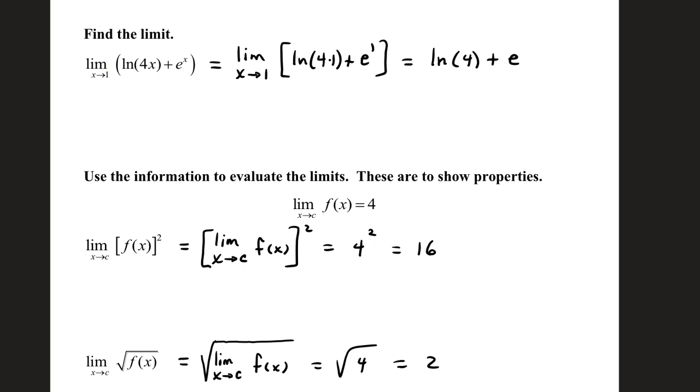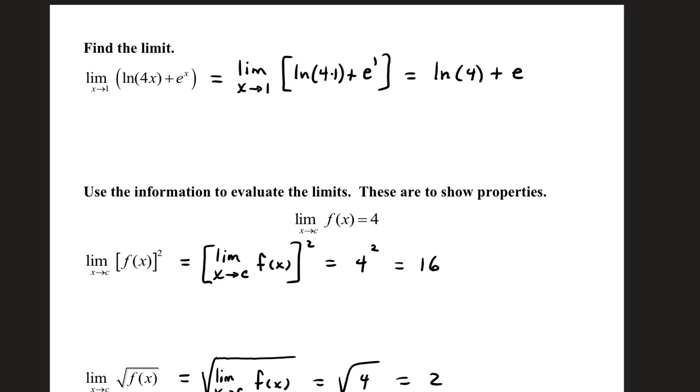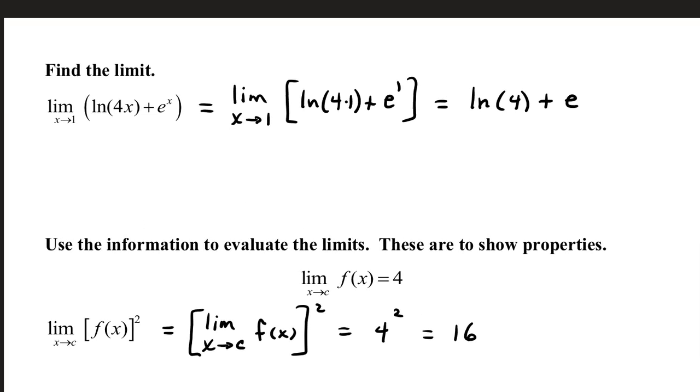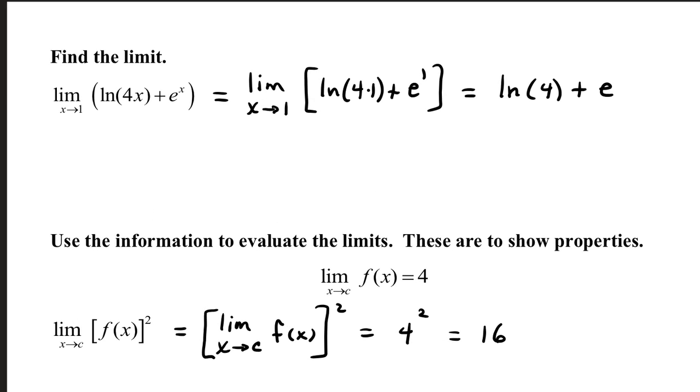As x approaches 1, let me expand this a little bit. We can substitute 1 in directly for the x's, and our function will be well defined. Natural log of 4 plus e to the first, natural log of 4 plus e. If your problem asks you to approximate, you would simply type this expression into your calculator and press equals.